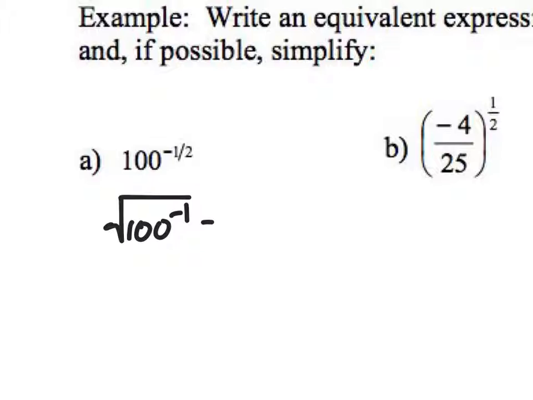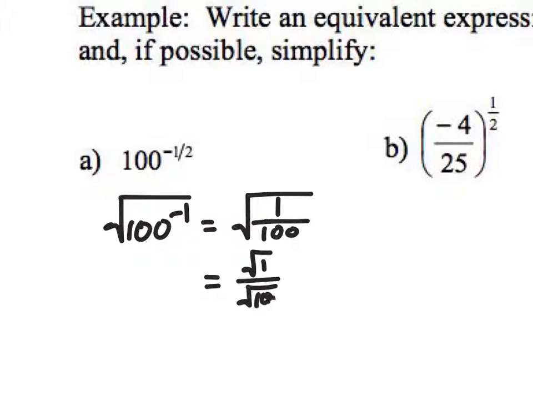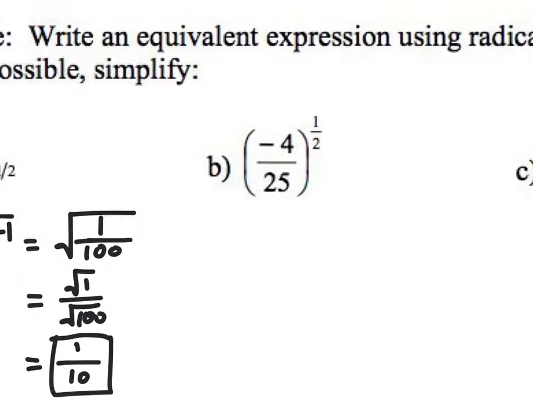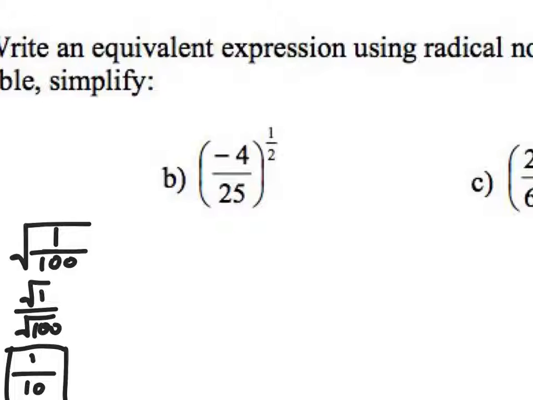Okay? And what that's going to give me is the square root of 1 over 100. Okay? And what I can do from that is I can take the square root of 1 over the square root of 100. Now, the square root of 1 is just 1. The square root of 100 is 10. So the answer here is 1/10. Okay? All right, let's take a look at part B.